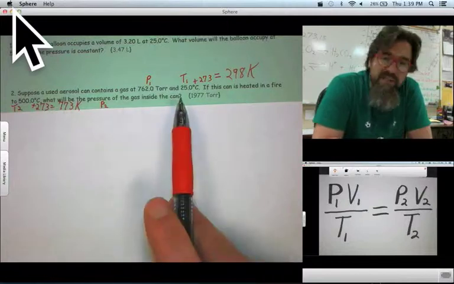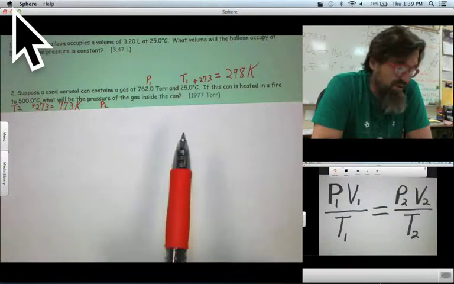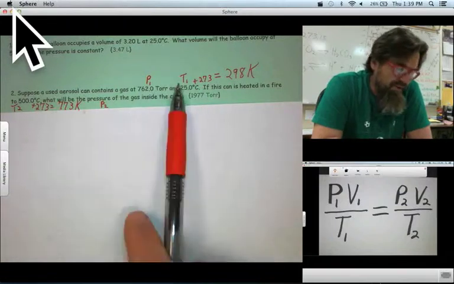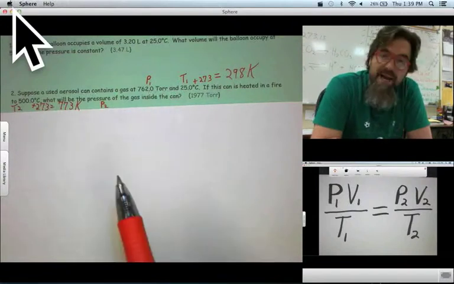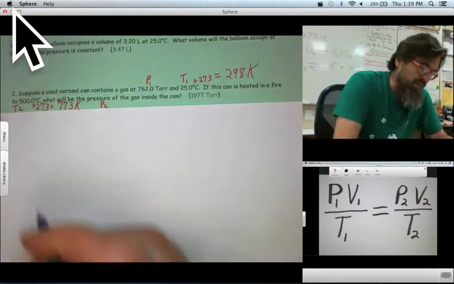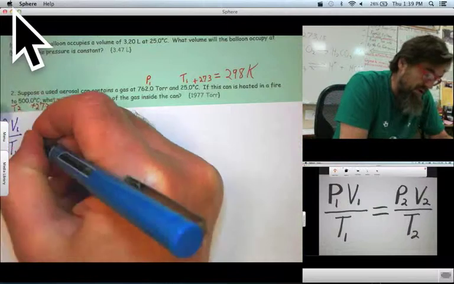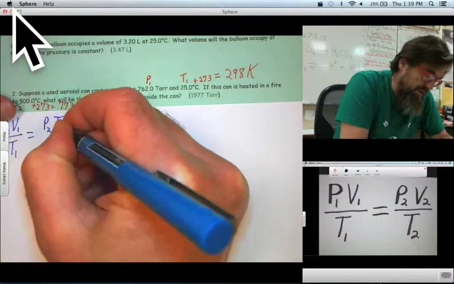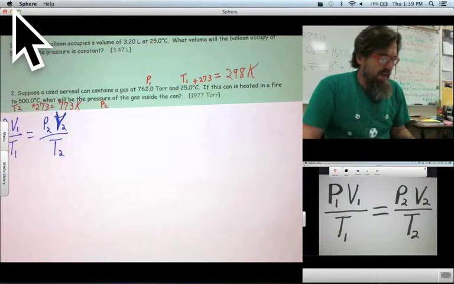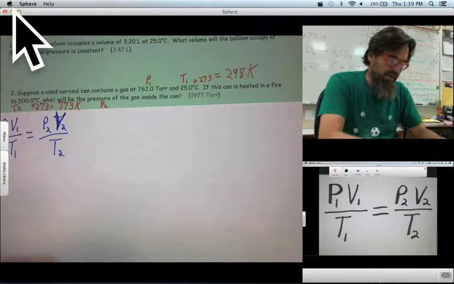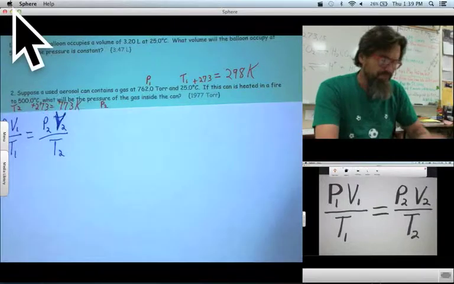Let's see. Any mention of STP? No. So we can't use our 22.4 liters per mole. We have clearly a problem with a time 1 and a time 2, so we're going to use the combined gas law. I strongly encourage you, write out the combined gas law. P1 V1 over T1 equals P2 V2 over T2. And that, of course, comes right from our reference sheet, combined gas law.